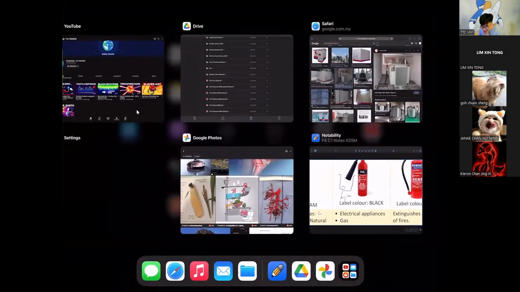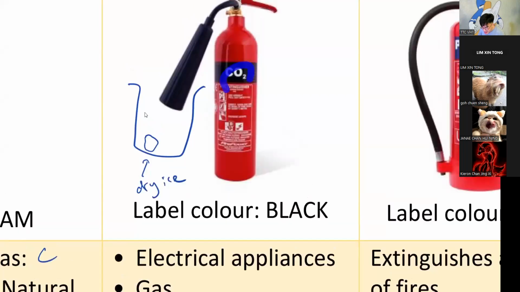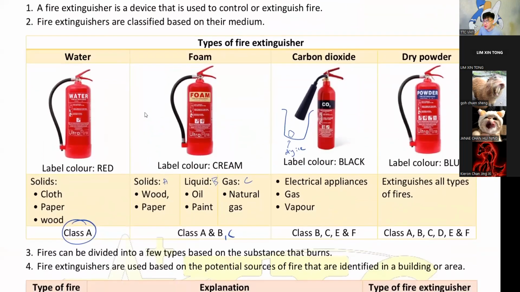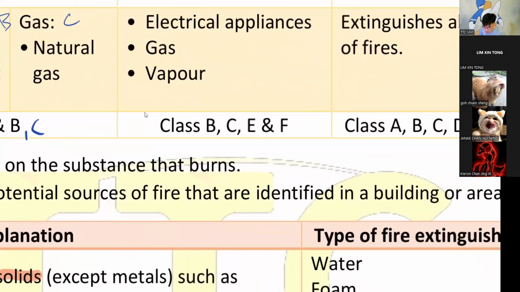Already over. Anyway, so this is your carbon dioxide, and this thing is usually smaller because it's more mobile for you to bring somewhere. So what is this good for? This is good for BC, liquid and gas, because ABC is solid, liquid, gas. But we don't usually use it for this. We use it for this too.